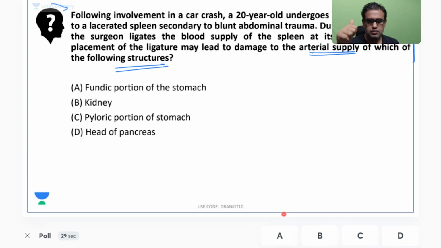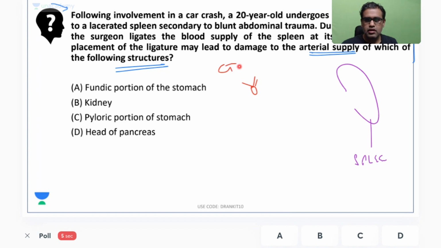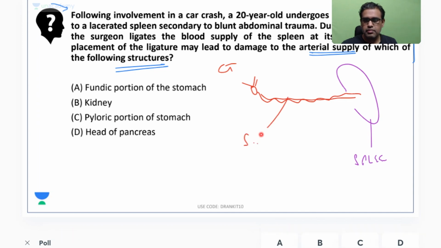All the very best. Very good. So we can understand over here. Let me try to make it. That is the spleen. Celiac trunk. That is a splenic artery. Very good. 43% good. That is a splenic artery. Fine. So he has to ligate the splenic artery to remove the spleen.